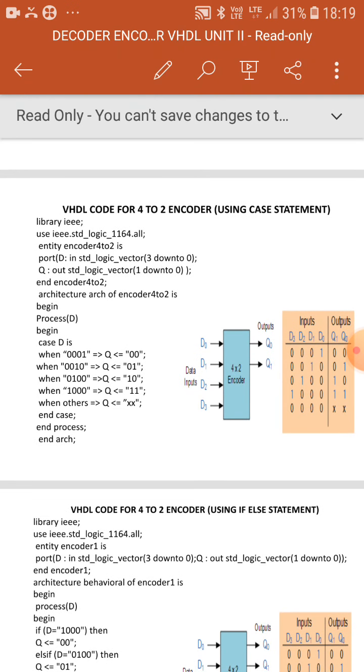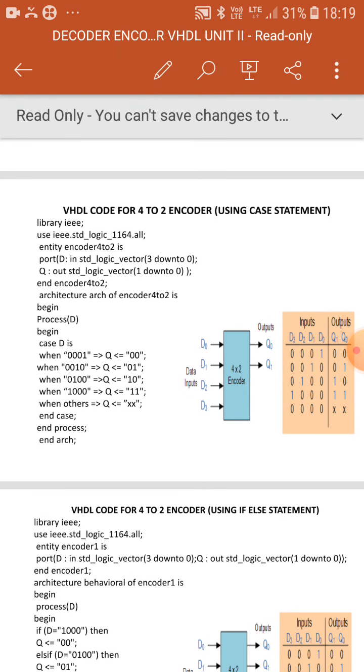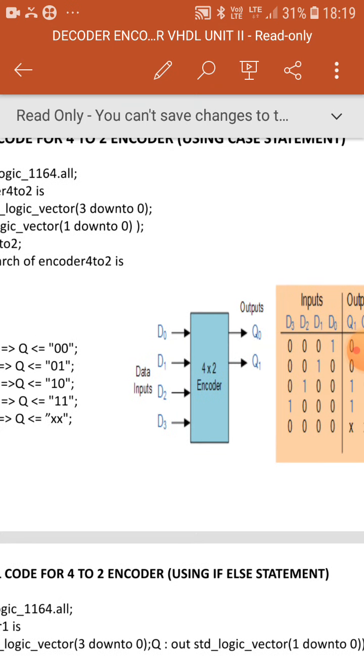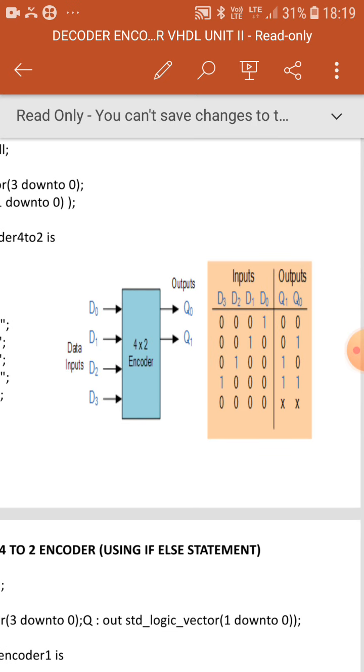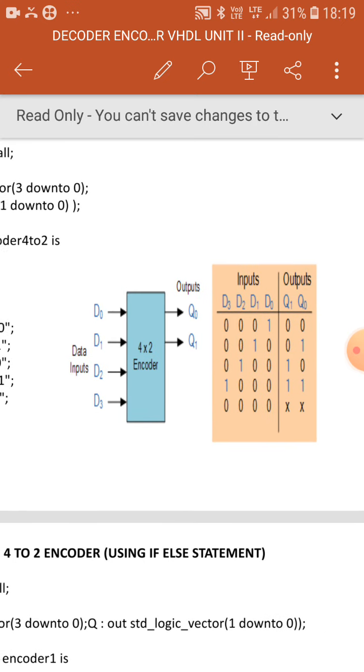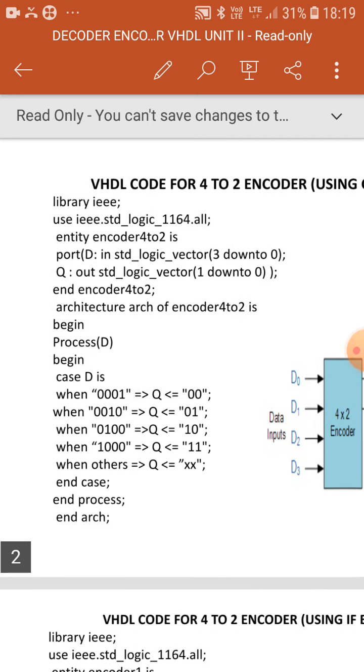This is the VHDL code for a 4 to 2 encoder. In a 4 to 2 encoder we have 4 inputs and 2 outputs. D0, D1, D2 and D3 are inputs, Q0 and Q1 are outputs.